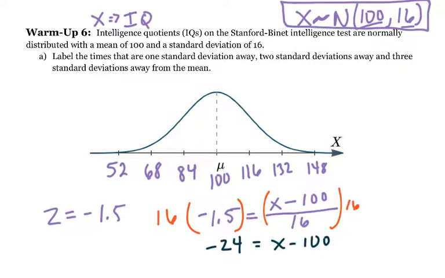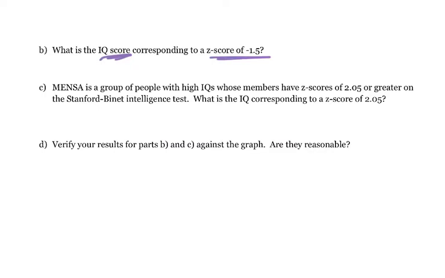Then we get, so 16 times negative 1.5 is negative 24, equals, these canceled, so I'm left with just x minus 100 on the right-hand side. To solve for x, I'm going to add 100 to both sides. And so we get that our x value is equal to negative 24 plus 100, which is 76. So right here at IQ score 76, that is 1.5 standard deviations away from the mean, or negative 1.5 standard deviations away from the mean.